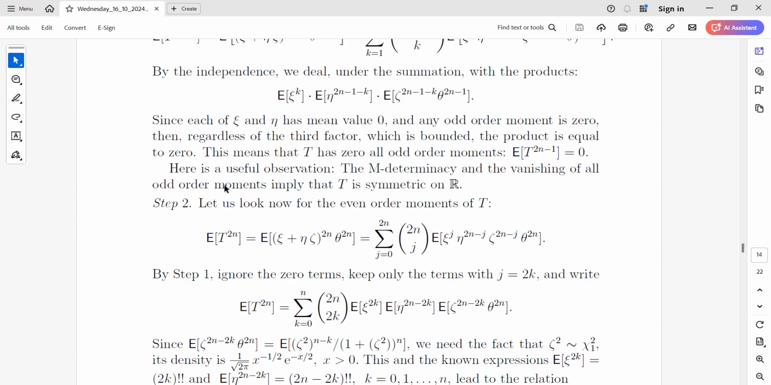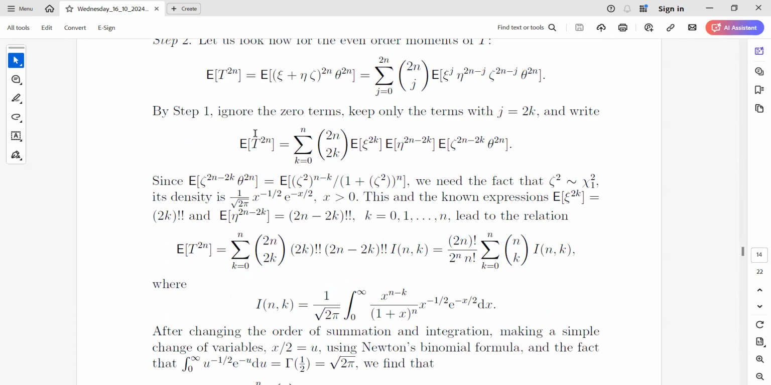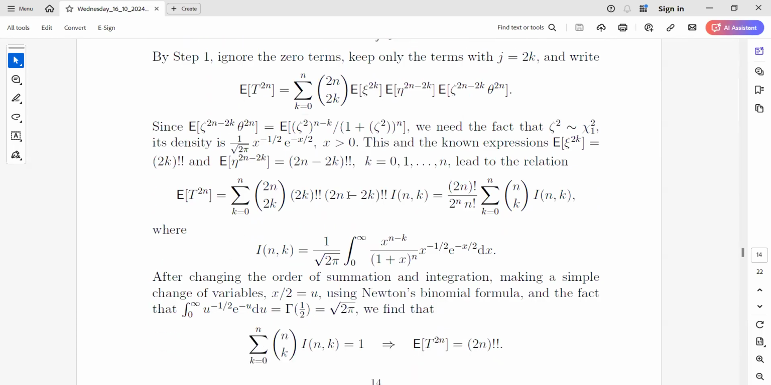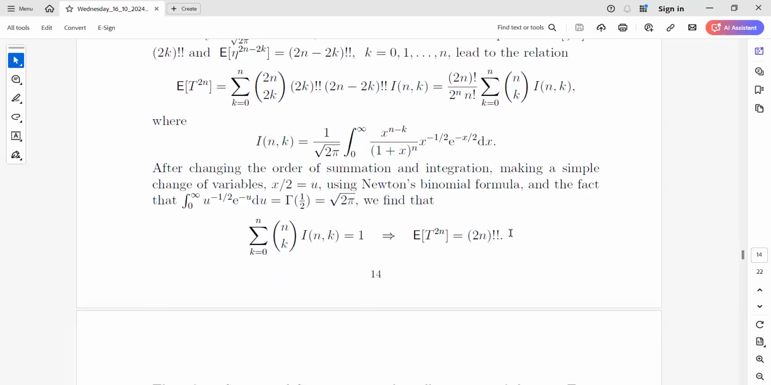Because if it is not unique, then, sorry, it is not necessarily symmetric. And now step 2, we calculate it step by step. So we have this and the Newton binomial formula, and then some integral. It was a funny story, and finally we arrived at this.